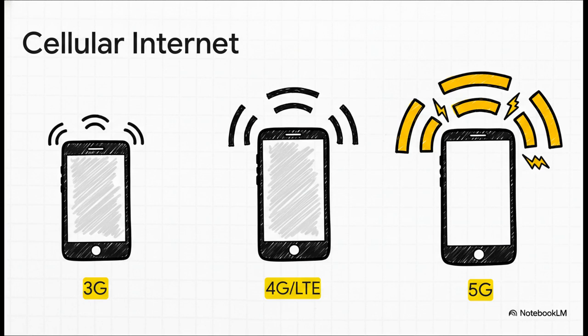And of course, there's cellular internet. This uses the exact same mobile networks that our smartphones rely on. It's evolved like crazy over the years, right? From the early days of 3G to the big jump with 4G and LTE, and now we're in the era of 5G, which is so fast it can actually compete with some of those wired connections we just talked about.